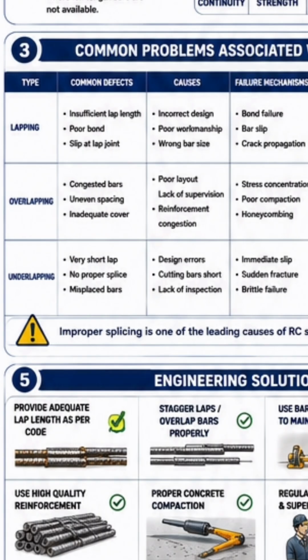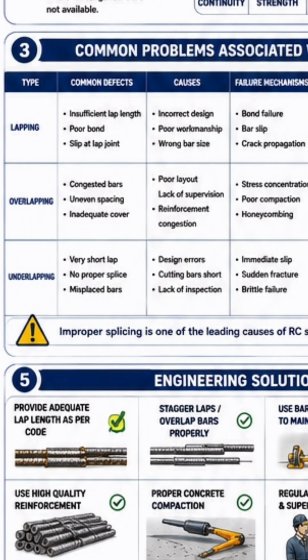Then poor bond, right? Then we have slip at lap joint. Then for the overlapping, we have congested bars, then uneven spacing, inadequate corners. So these are just the effects of overlapping. Then for the underlapping, very short lap. So the lap length is short, then no proper spacing, then misplaced bar. So these are just the effects on the lapping.